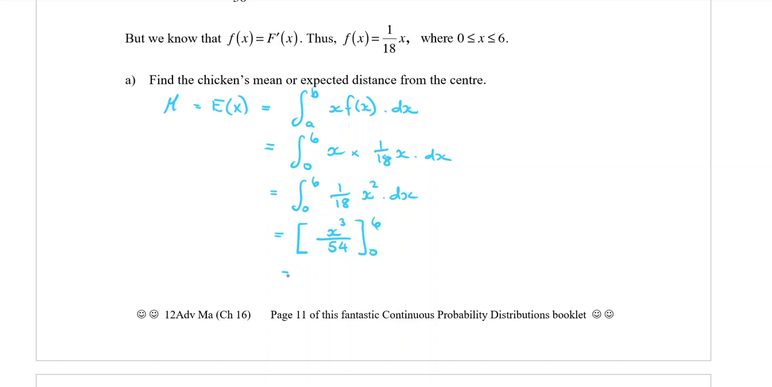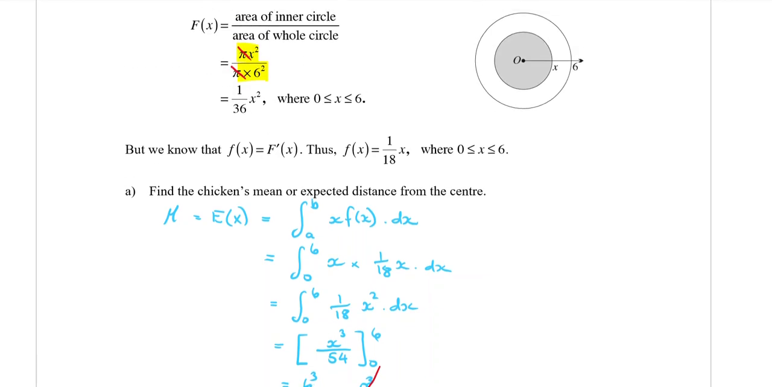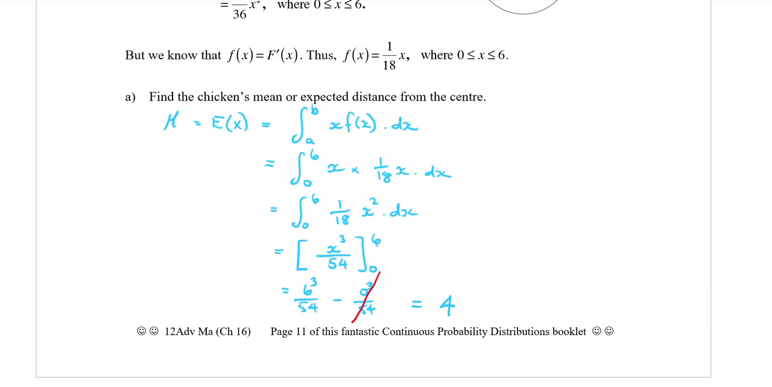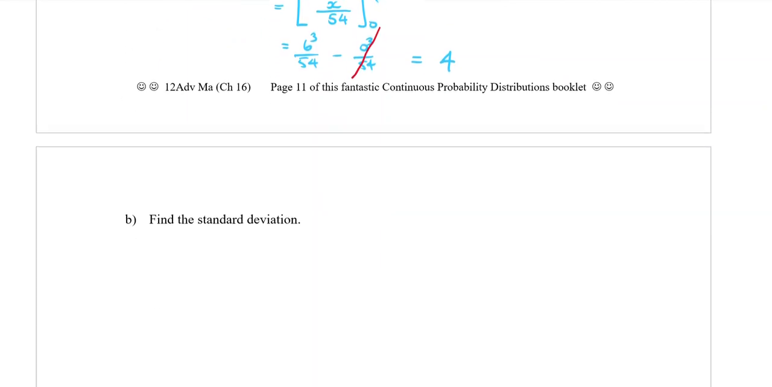And then we sub in. It is 6 cubed over 54 minus 0 cubed over 54. Obviously, that 0 cubed is just equal to 0. 6 cubed over 54 is equal to 4. Good job. So the expected place for that chicken to be is 4 meters from the centre of that circle, whatever the units were. That's the average. Okay, let's keep going.